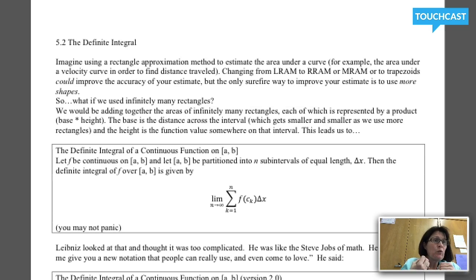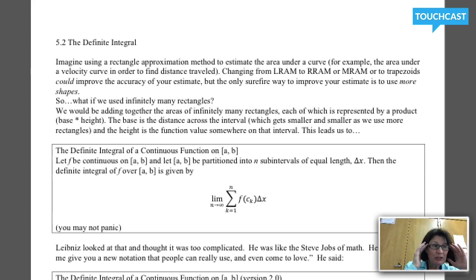But the only real way to for sure make your answer more accurate is to use more rectangles or trapezoids. So to use more subintervals. Subinterval is the word for how many rectangles or trapezoids we use to make up that total area.